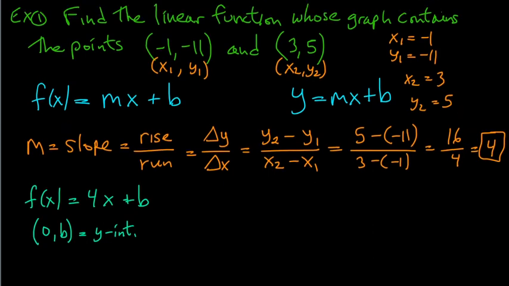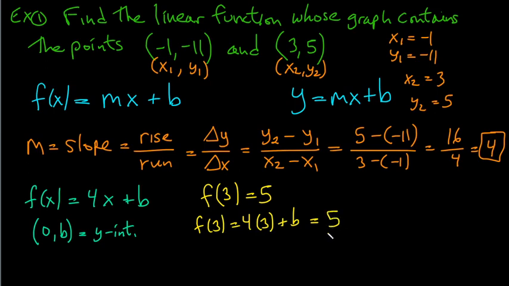Right? And there's a number of ways to do this. I think the easiest way is just pick either of the 2 points. So I'll pick the second point. And we know that if x is 3, y is 5. So if I replace x with 3, I get 4 times 3 plus b. But that has to equal 5. So we can just solve for b. Right? 12 plus b equals 5.